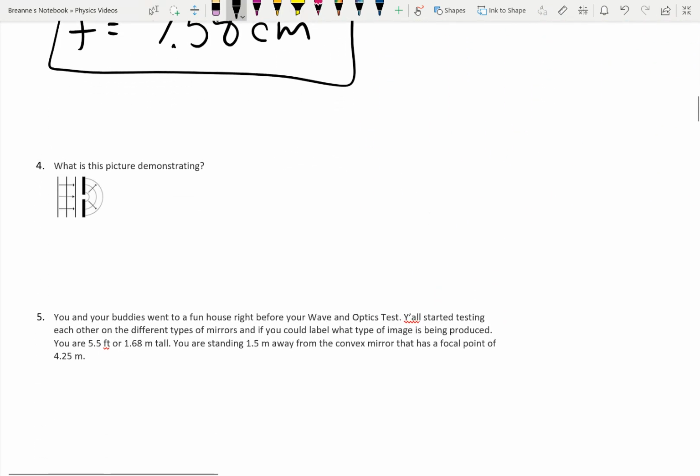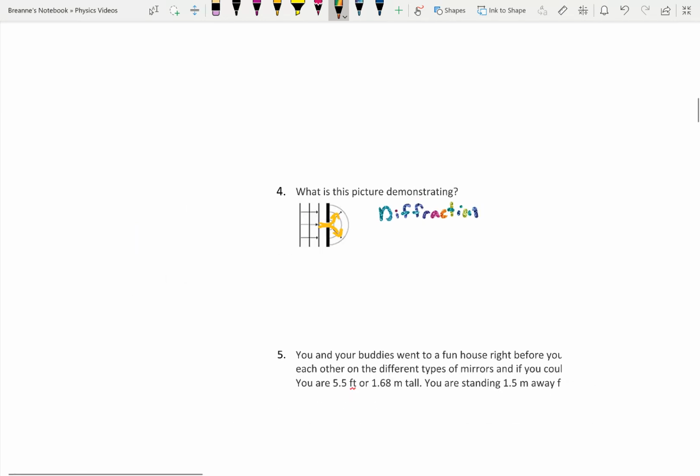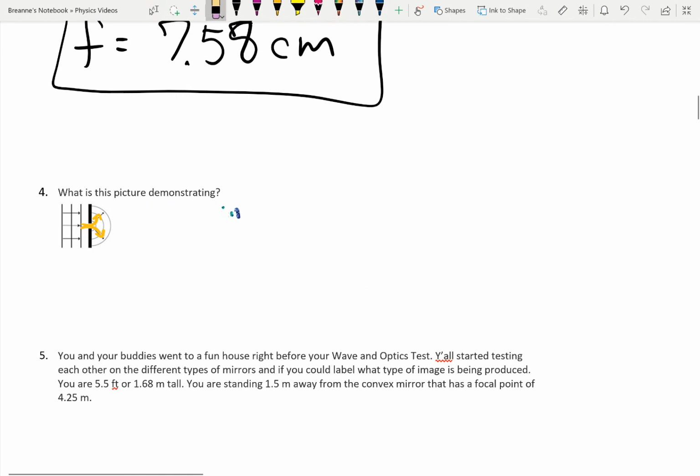Yay! So number 4. What is this picture demonstrating? So if you remember from the ripple tank, we talked about how waves bend around different things. So it's bending around. So we zoom in here. Waves are bending around the barriers. So anytime it's bending around barriers, it's called diffraction. And let me rewrite that now that it's not zoomed in. Another way to remember it, it kind of makes a D shape there. So diffraction. That was easy.